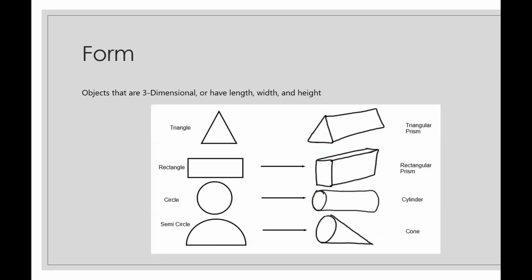All right, next up, what is a form? It is when you have the 3D version of the shape. So a 3D version of a triangle is called a triangular prism. The rectangle is a rectangular prism.